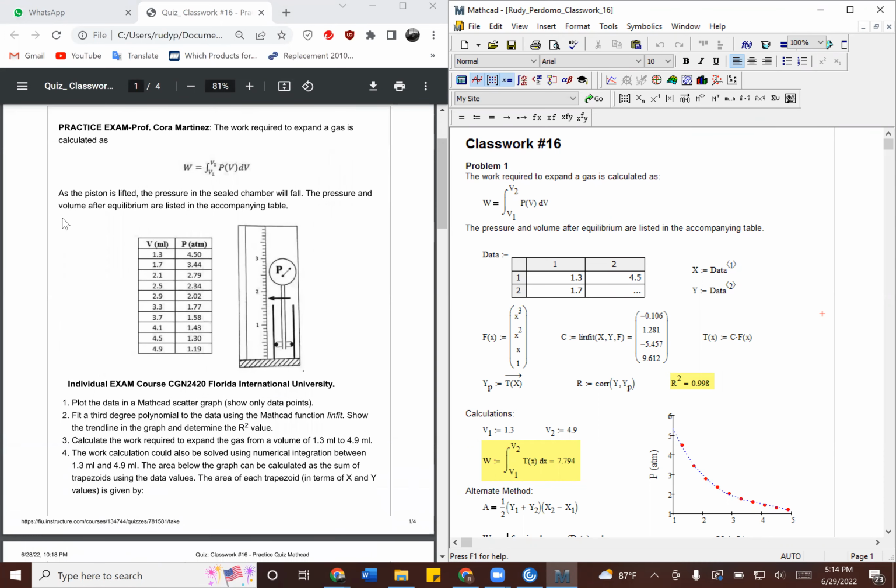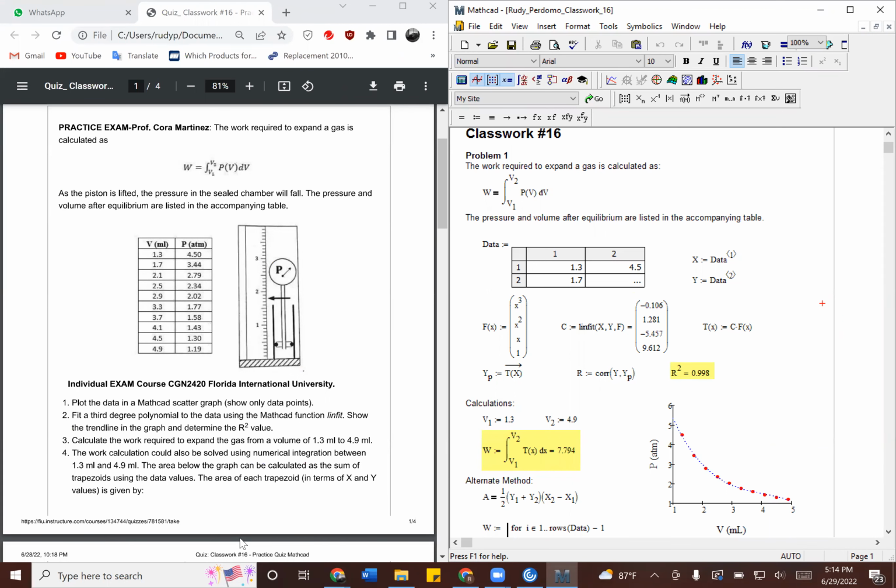So for problem number one, it says the work required to expand the gas is calculated by this formula, which is the definite integral of this data right here. It says as the piston is lifted, the pressure in the sealed chamber will fall. The pressure and the volume after equilibrium are listed in the accompanying table. Number one says plot the data in MathCAD and in a scatter graph. And it says show only data points.